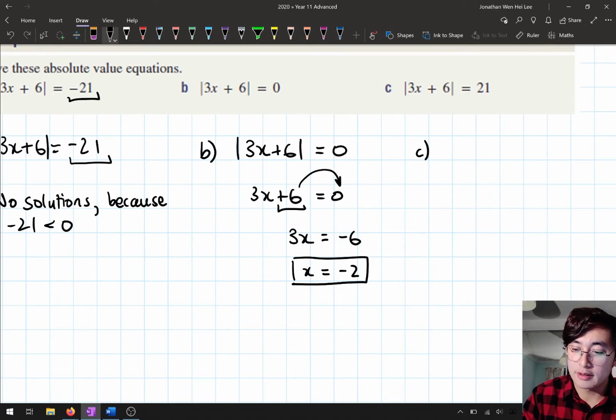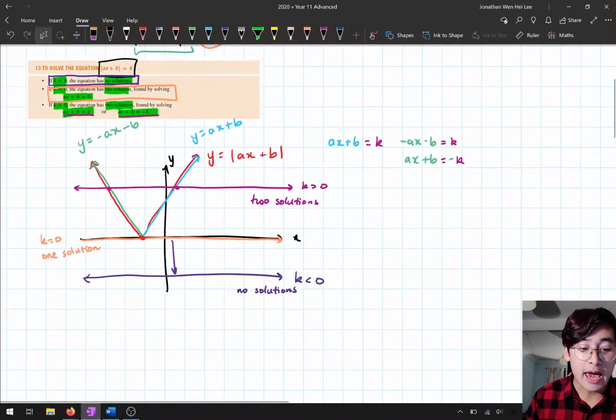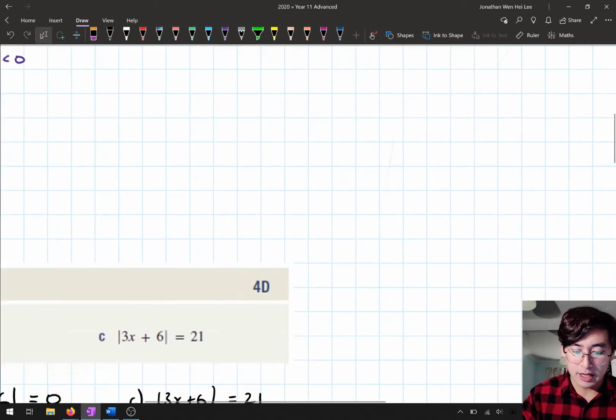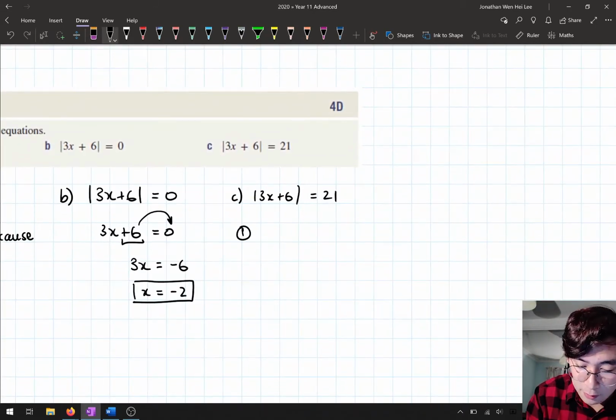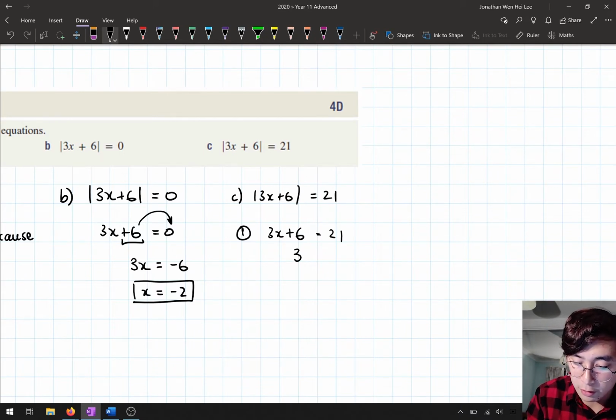Now the final one is absolute value of 3x plus 6 is equal to 21. Now you remember back up in my shape, if k is greater than 0, we're going to have two solutions, and we have to look at both branches of my absolute value function and solve for each one of them separately. So first case: 3x plus 6 is equal to 21. That's the positive branch, so that light blue side that I drew. So here I'm going to just solve it. I've got 3x is equal to 15 and x is equal to 5. So that's my first solution.